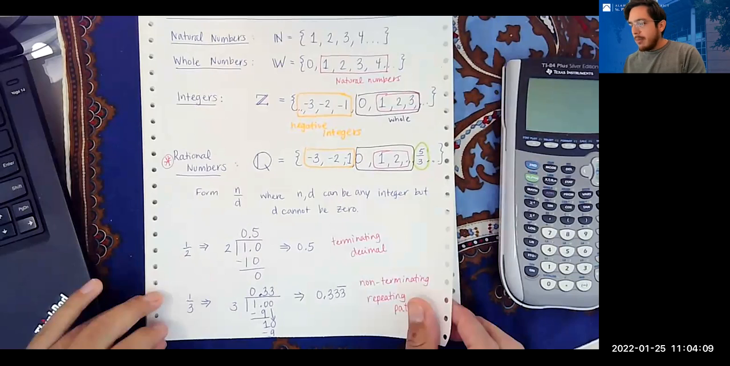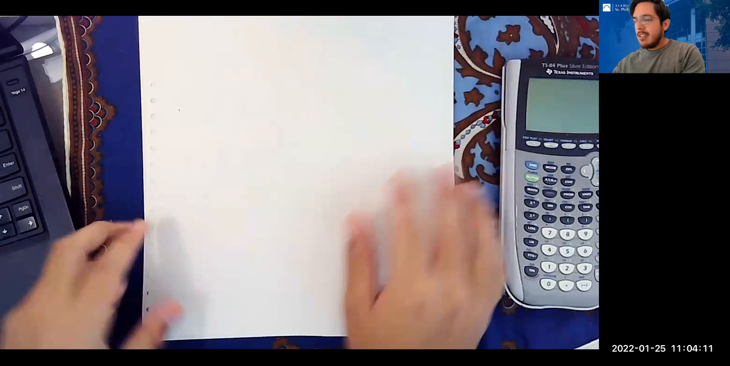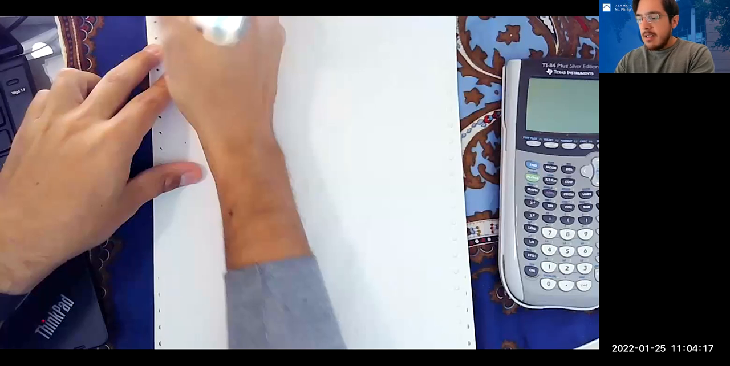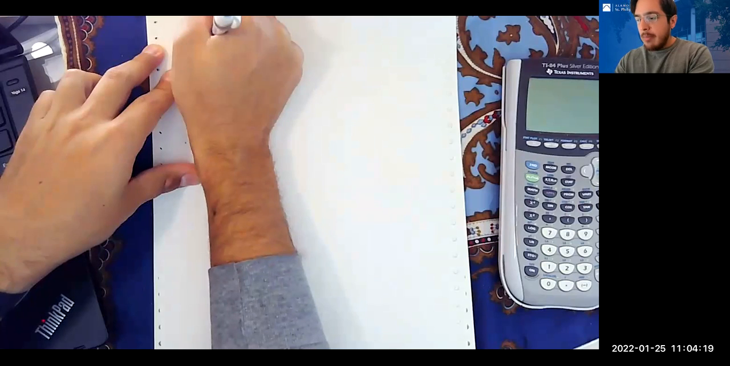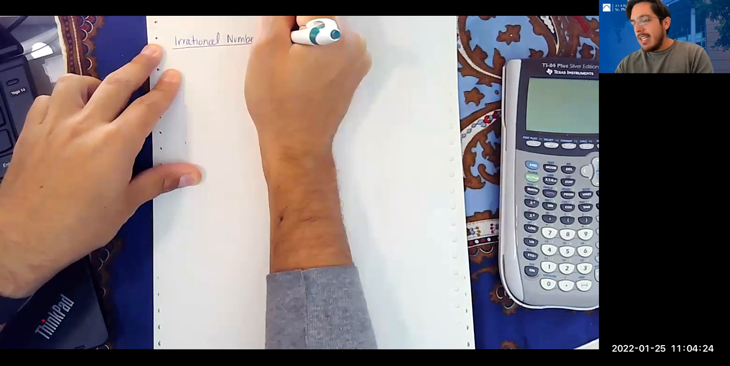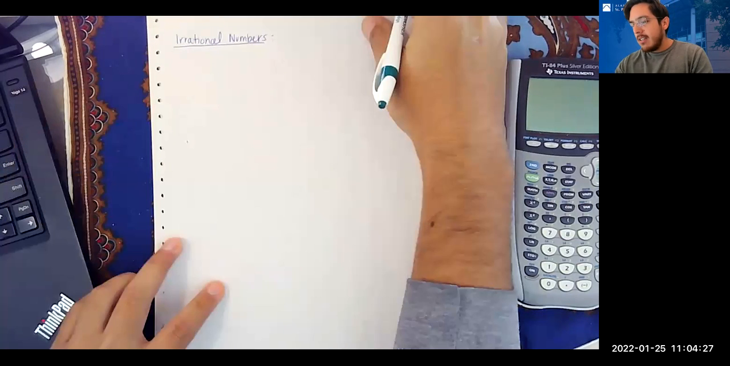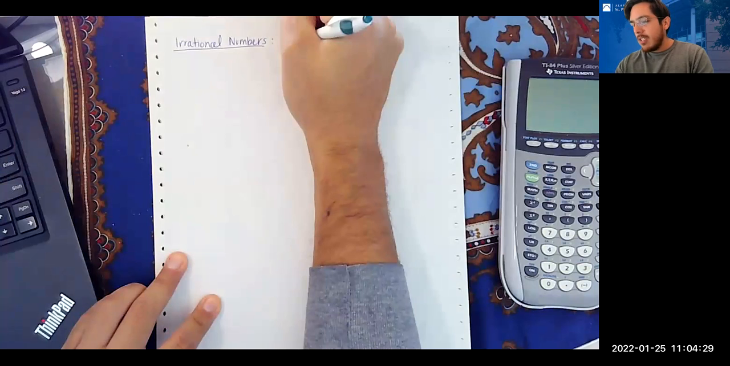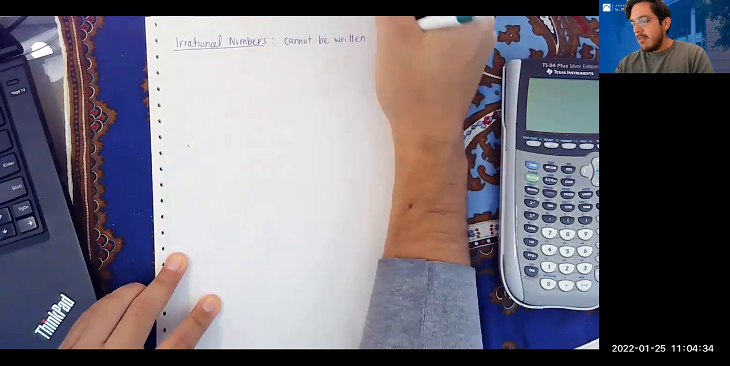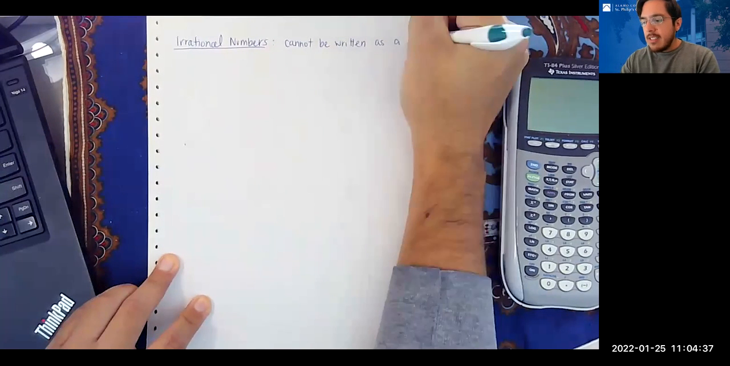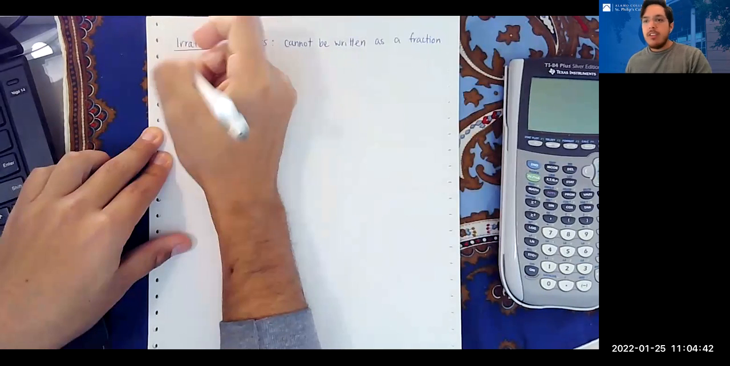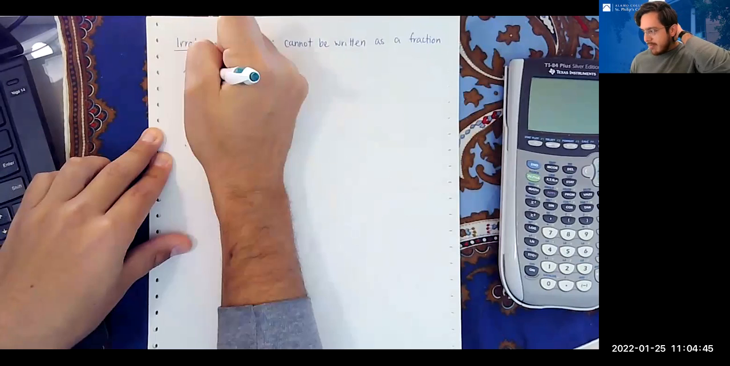Well, there's another category of numbers called the irrational numbers. And by definition, these are numbers that cannot be written or expressed as a fraction. These are things like pi, which you might know the value of pi. Does anybody happen to know the value of pi?